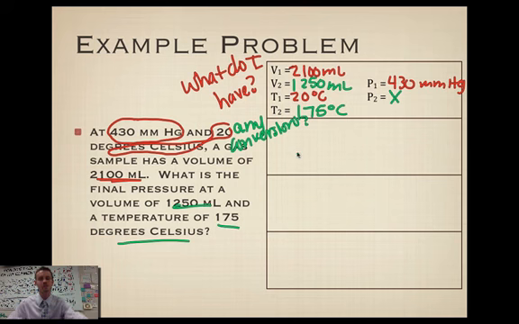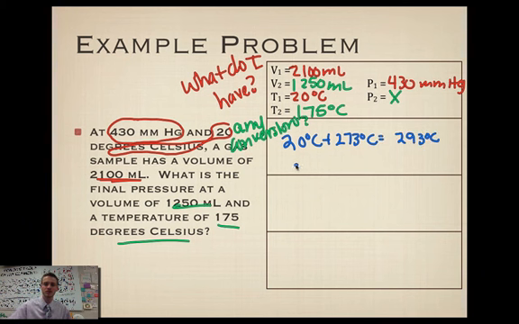So when I'm talking about my conversions, I'm going to do blue here. When I'm doing my conversions, I need to convert my degrees Celsius here. So I need to add 273 to it to make it 293, and to my temperature 2, I'm going to add 273. So that's what, 8.